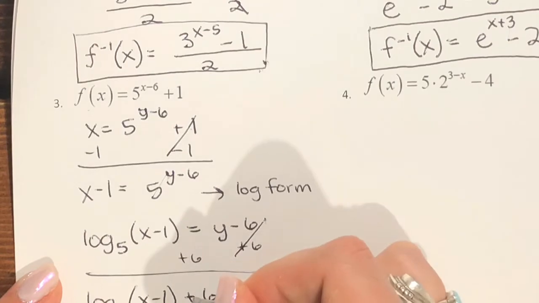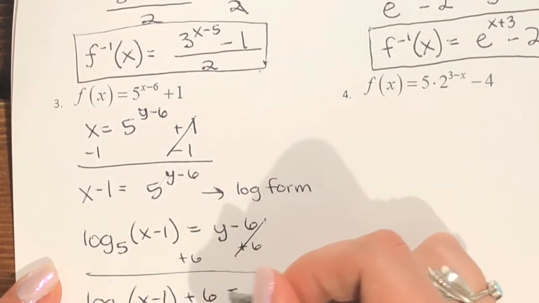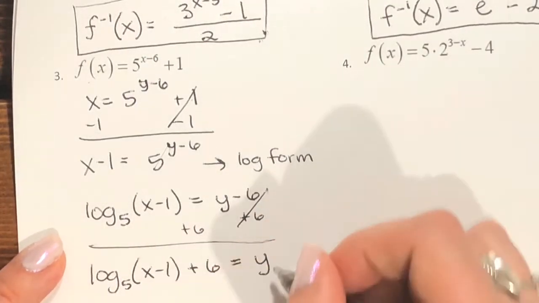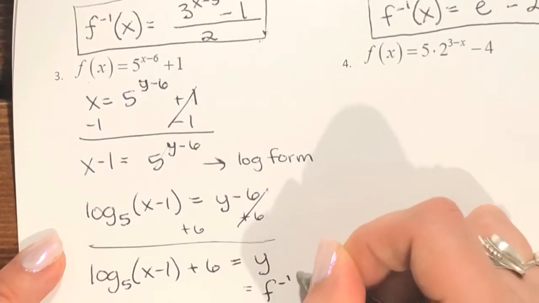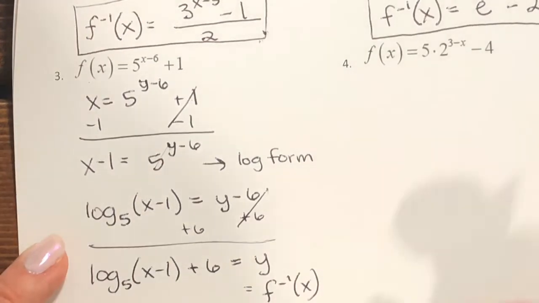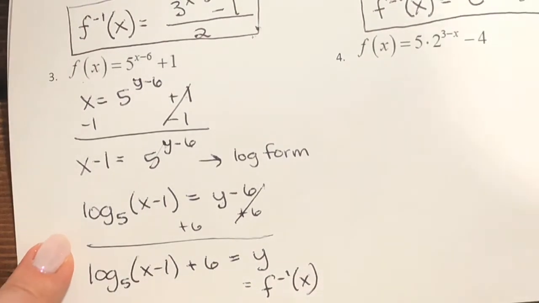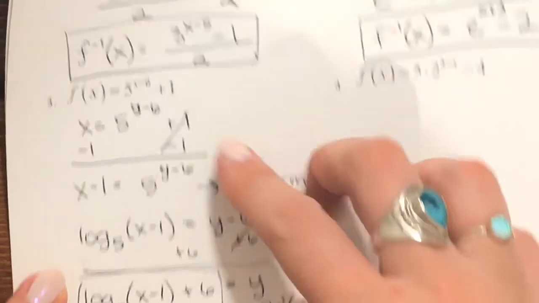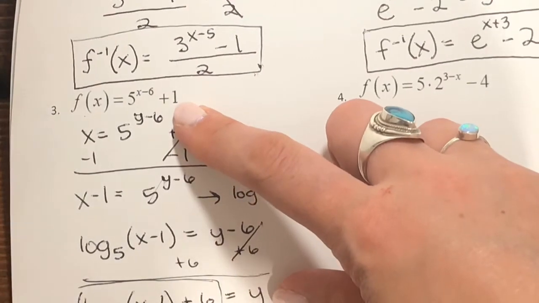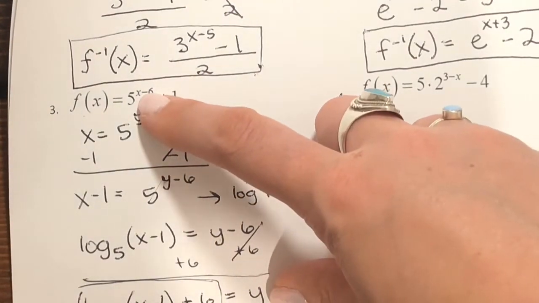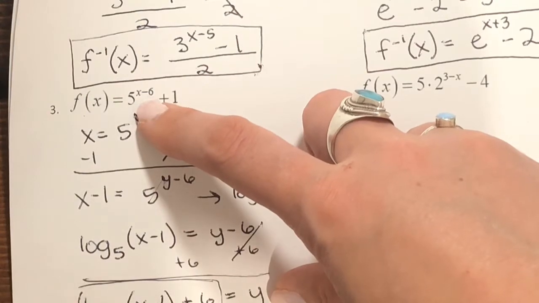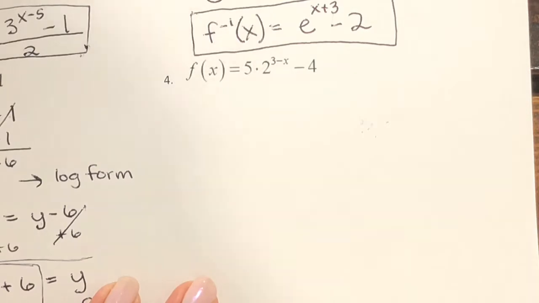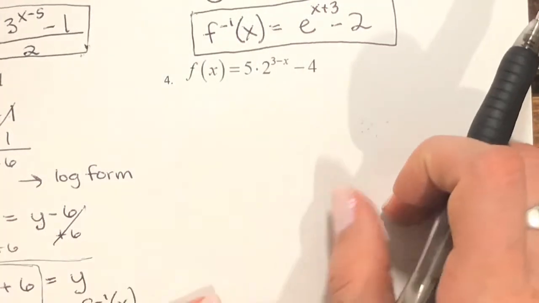Make sure that 6 is on the outside of the parentheses. And that equals y. And then again, we would just write that as f to the -1 for our notation. We're kind of running out of room though, so that would be your answer. Again, you can usually see that they're inverses. We started with a +1, now we have a -1. This was a -6, now it's a +6. Started with an exponential, ended with a log, so you can kind of see the inverse there. Okay, let's do one more.